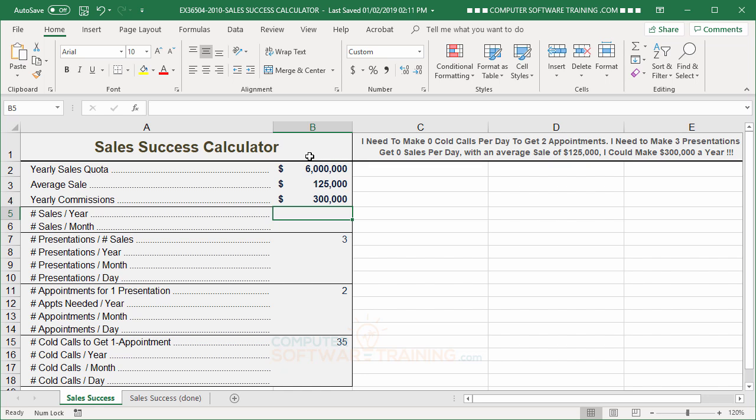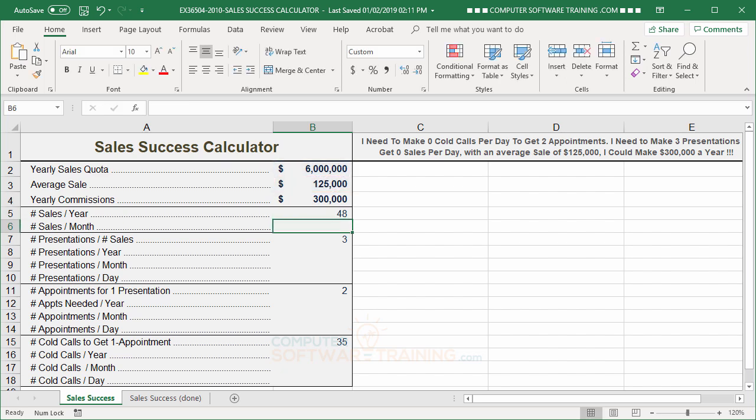Now, the number of sales that we have to make per year would be to basically take equal, take what's in B2, this guy here, and divide it by what's in B3. So take those two, divide them out, 48.